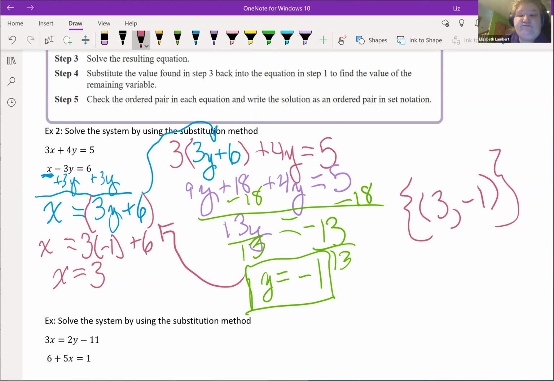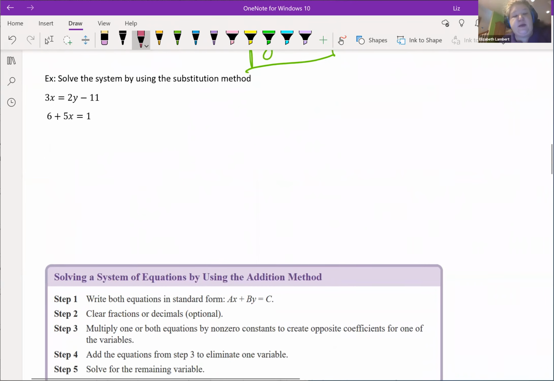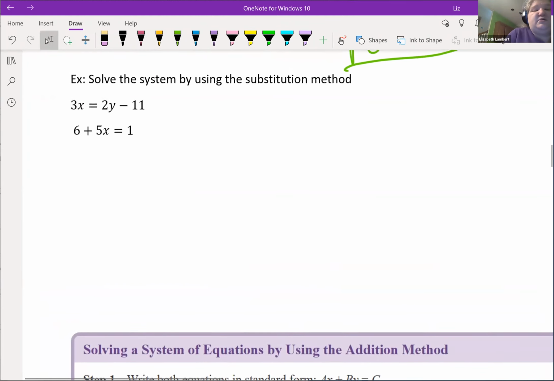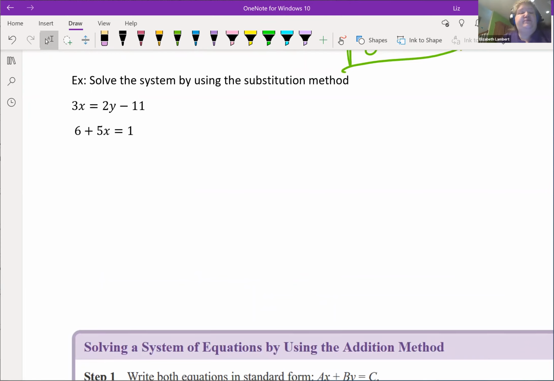All right. So that is the substitution method. Take one equation and substitute it into the other. And just shove it in. Yeah, bad hand gesture, sorry. All right. So now, take a look at this ugly mess. I have 3x equals 2y minus 11, and 6 plus 5x equals 1.